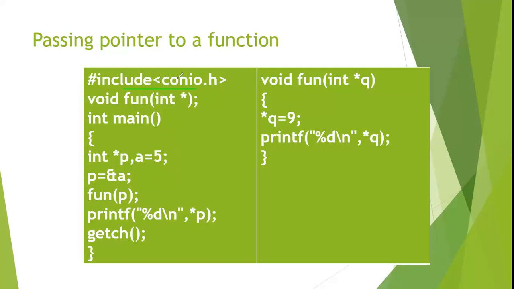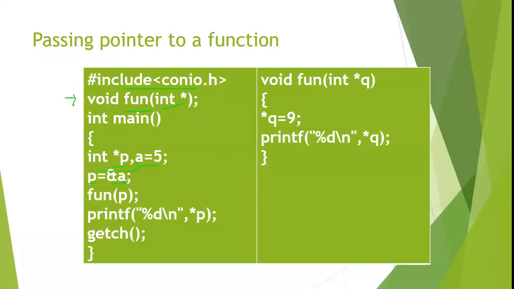Let's take an example. Include stdio.h, void function with a pointer argument, right? Now, what does this mean? This is the declaration of my function whose argument will be of pointer type, right? That is why I'm using a pointer. Now, int main, int *p, a is equal to 5. So I have taken a pointer and a variable. Now, p is pointing to whom? It is pointing to a, right? So p is pointing to a.